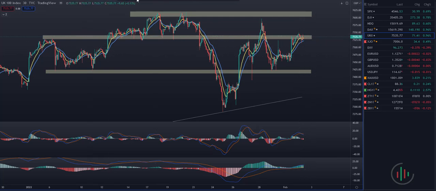This could be your key lower high, but again, we just have to wait and see how that plays out. This is what I'd ideally be looking for, a lower high off that level, and that could be good selling for the FTSE index. So, let's look at the dollar index.